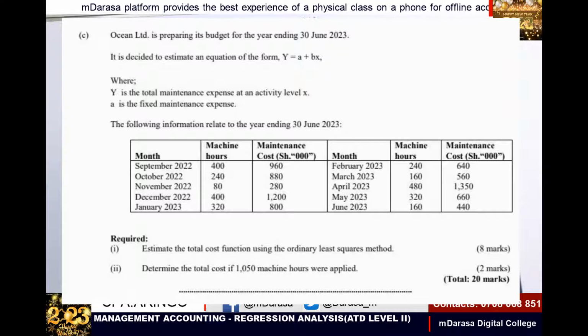Required, the good examiner wanted us to estimate the total cost function using the ordinary least squares method, that is regression analysis, 8 marks. Then determine total cost if 1050 machine hours were applied.